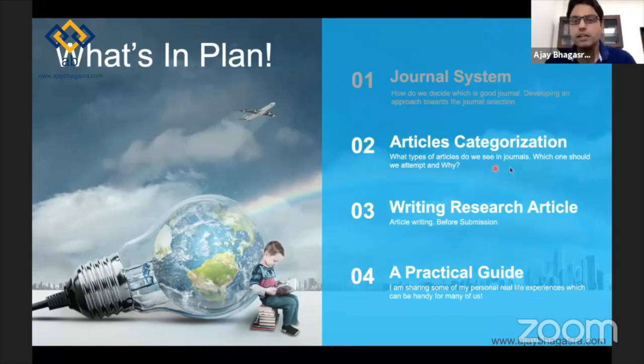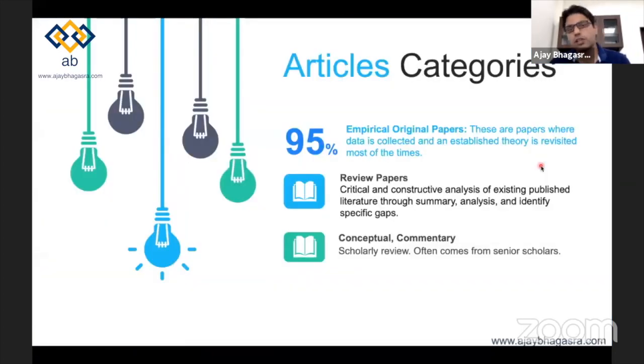Let me come to the second point then: article categorization. What types of articles do we see in journals? We have broadly four categories of articles which we academicians, we as scholars, publish. These are empirical papers, review papers, conceptual papers, and commentaries. These are the four broad types of papers that we see.